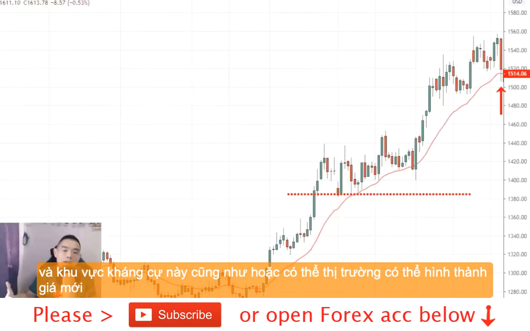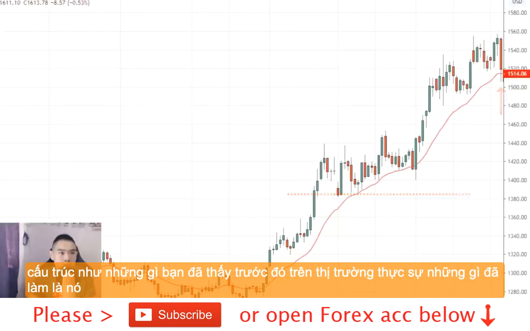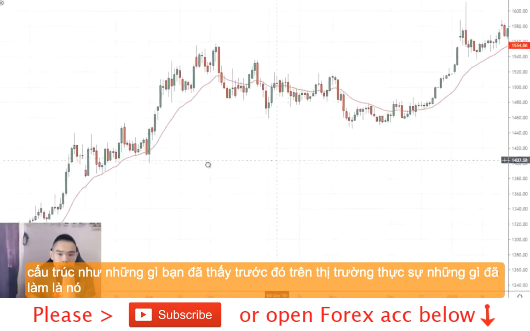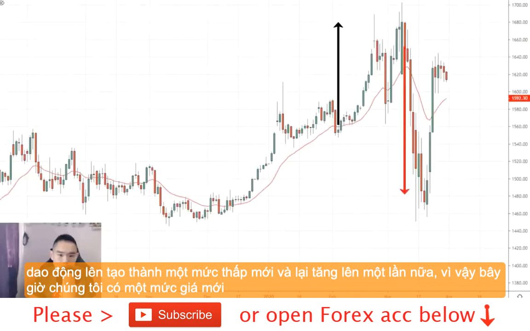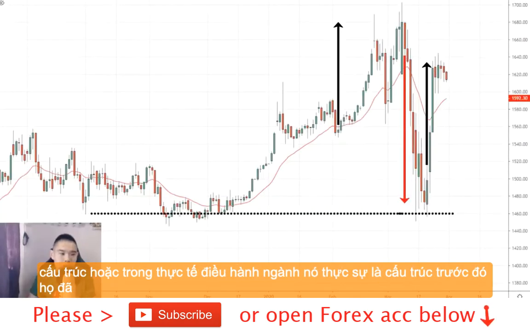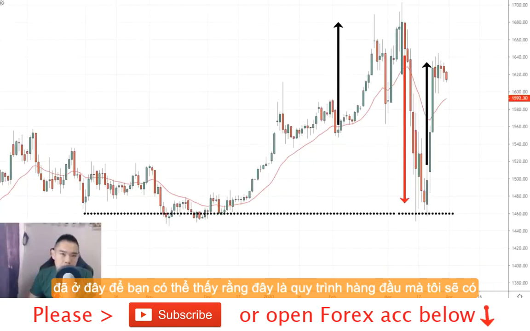Or maybe the market could form new price structure, as what you've seen earlier. The market swings up, forms a new low, and swings up once again. So now we have a new price structure, or rather it's actually the previous structure that we had over here. So you can see that this is the thought process that I'm going to have.